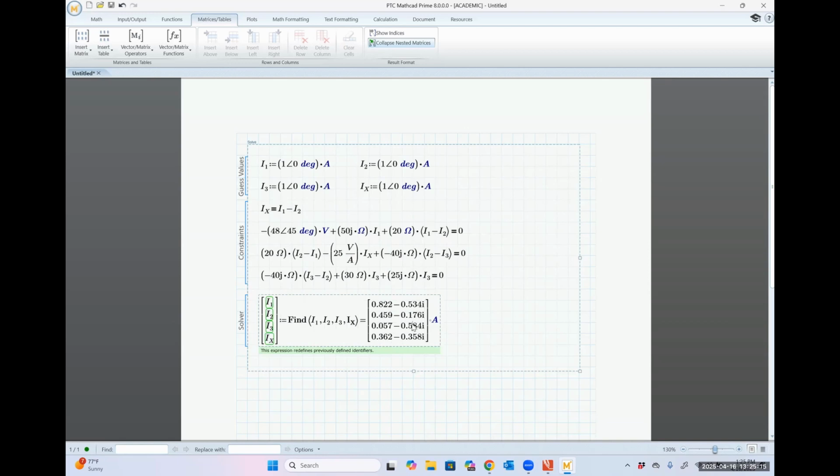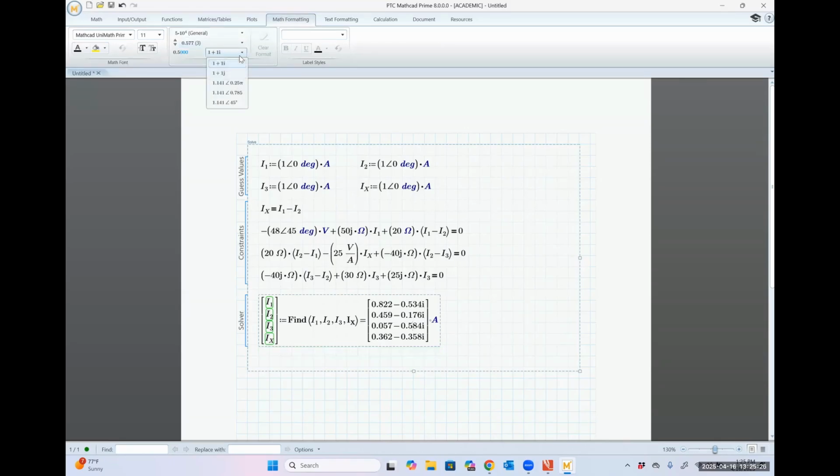Right now it's giving me my answers in rectangular form with I as the imaginary operator, which I don't particularly care for. So if I go over here to the math formatting tab and click down here, I have options for rectangular with I as the imaginary operator, rectangular with J as the imaginary operator, polar form where my angle is expressed in pi radians, polar form where my angle is expressed in radians, and finally polar form where my angle is expressed in degrees, which is what we're used to.